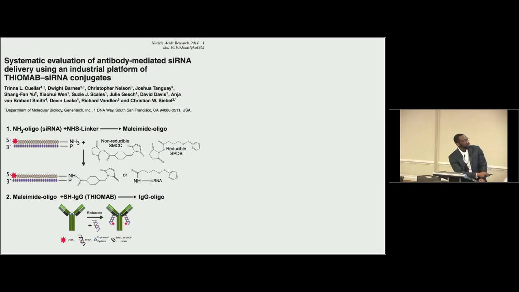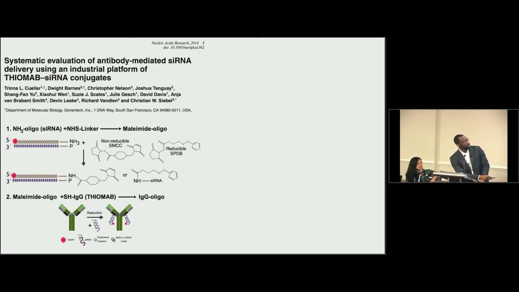Okay, so the next system here, which I think is the true antibody-RNA conjugate system, was done by folks at Genentech. And this is a thorough paper. I think if you're looking to get into this field, this is the paper to read. They did this in a really nice way. So what did they do?